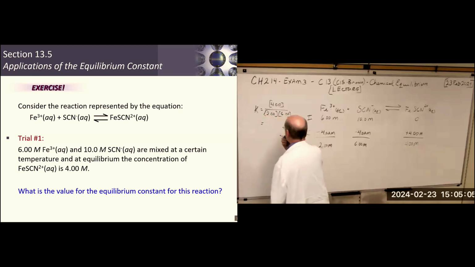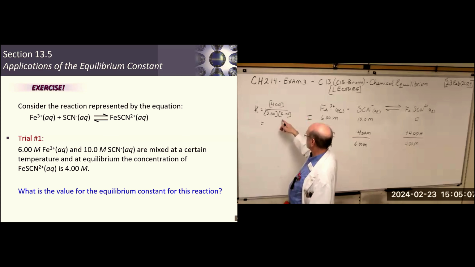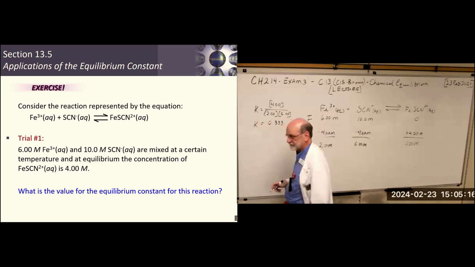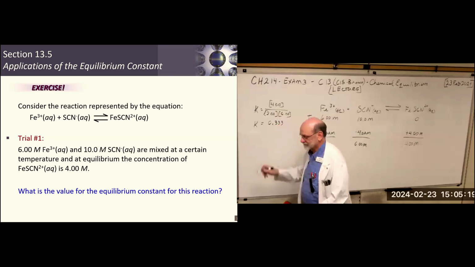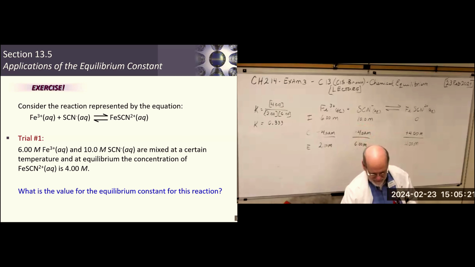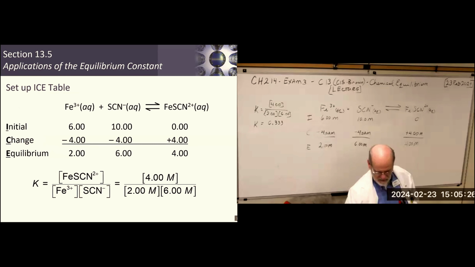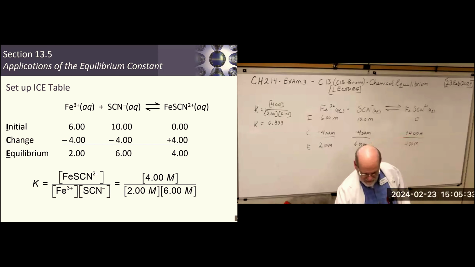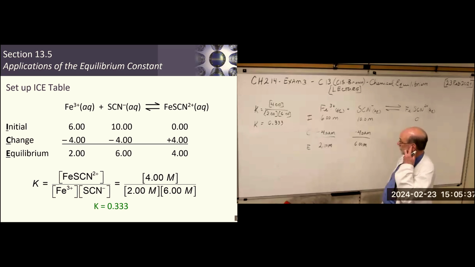Right. So 4, let's see, that's 2 divided by 6 is 1/3, right? 0.333 should be K. There we go. And there's the ice table we set up. 2, 6, and 4. We calculated the value for K under these conditions is 0.333.